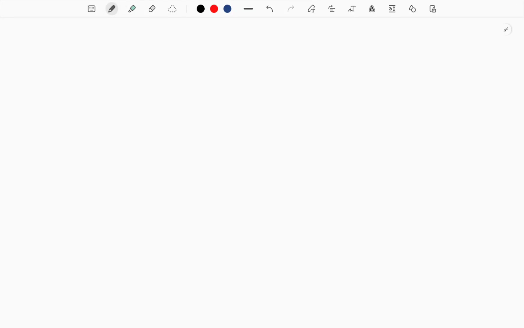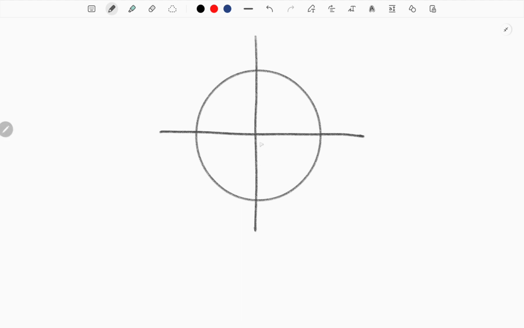Hey, hello everyone. So today in this video, I'm going to draw a tangent to the circle without directly using calculus. Now this video will prove very helpful to people who are just starting on calculus. So I have a circle here with its center at origin, and I want to draw a tangent to the circle at say this point x1, y1.